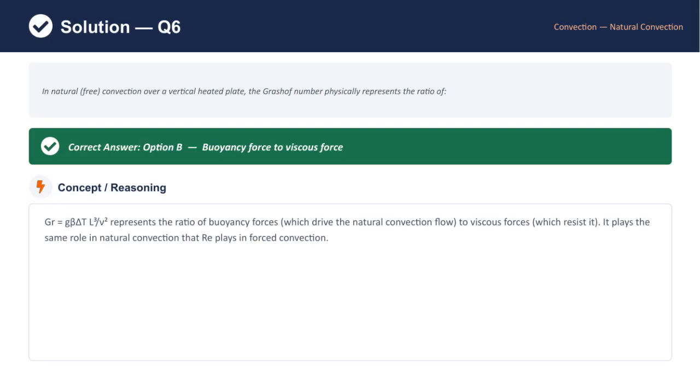Here, we're discussing the concept of natural convection, specifically over a vertical heated plate.